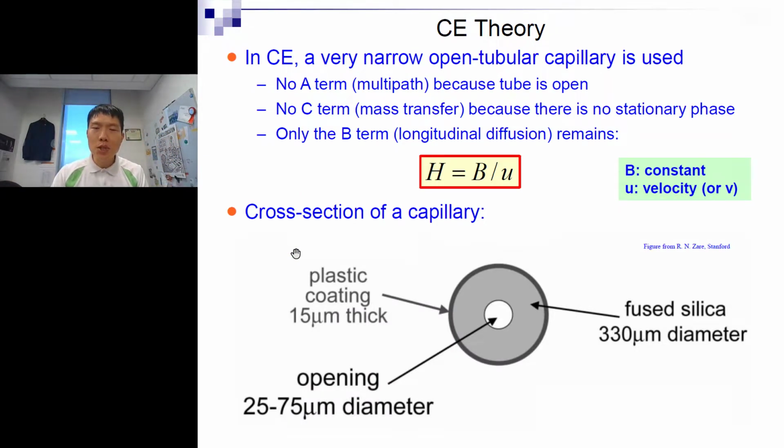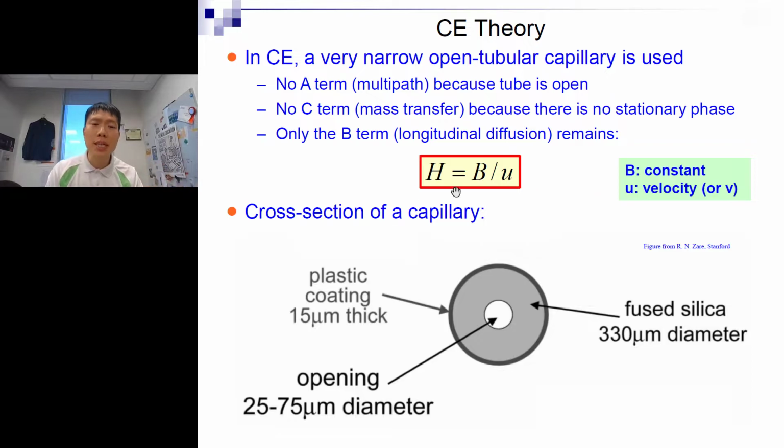Recall that in CE, just because of its nature, because the bore of the capillary is so tiny, there's no A term, there's no multi-path, because it's just open. I won't say single path, but very minimum multi-path, so you can assume it to be 0. And there's no C term, no mass transfer, because there's no stationary phase in the middle. It's hollow. So only the B term exists, which means the possibility of longitudinal diffusion. Therefore, we can reduce the Van Deemter equation for CE to just H, the plate height, equals B over u, or you can say the velocity.